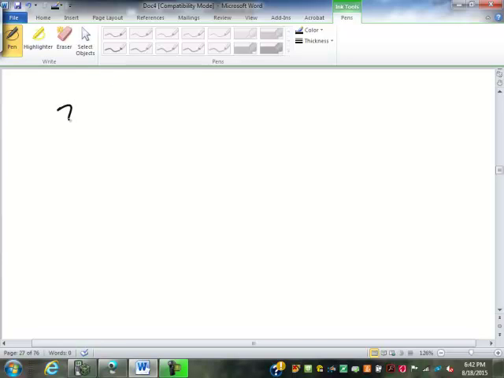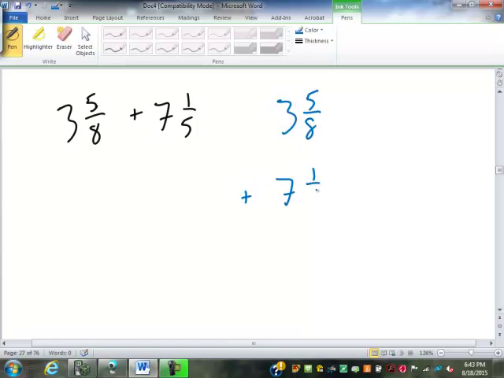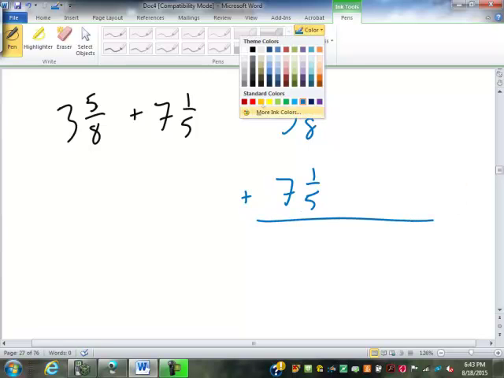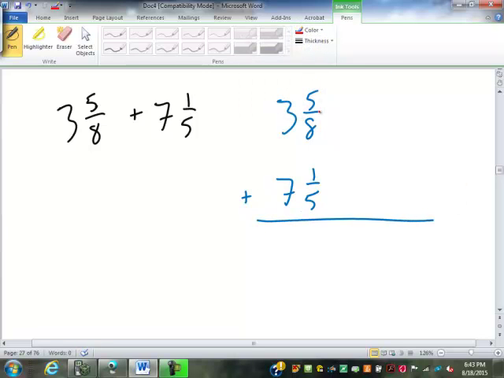We might have 3 and 5/8 plus 7 and 1/5. Again, I'm going to set these up vertically. Notice I lined up the fractions just like they're the last digit of a number, because that's really all they are, is the last digit of our number. We still have to find that common denominator, or give them the same name. So the 3 and the 7 won't change. What's our common denominator going to be for 8 and 5?